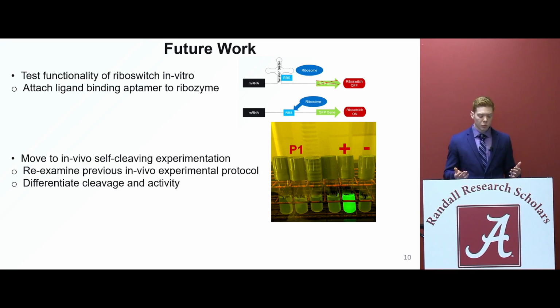Well, first, we can attempt to test the functionality of our riboswitch in vitro. To do this, we could attach what's known as a ligand-binding aptamer to our ribozyme. And what this essentially allows for is better control of gene expression and the actual cleaving behavior of our ribozyme with the presence of a ligand. In our case, we'll be working with theophylline.